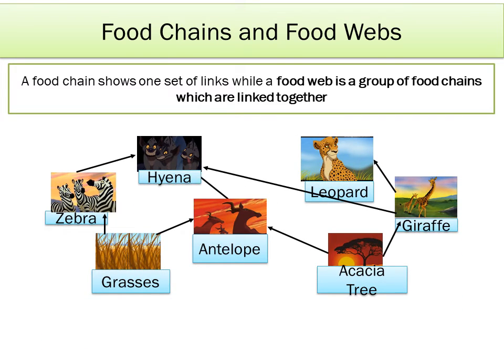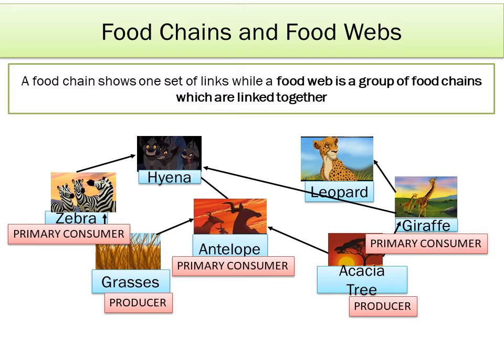If we're looking at this food web here, we've got at the bottom grasses and acacia tree. Those are the producers because they produce their own food, so we are calling them the producers. Without them, the food web wouldn't be able to exist. The first thing that eats the producer is called a primary consumer. Examples for this are zebras, antelopes, and giraffes because they are the first to eat the producers. So they are usually greens.